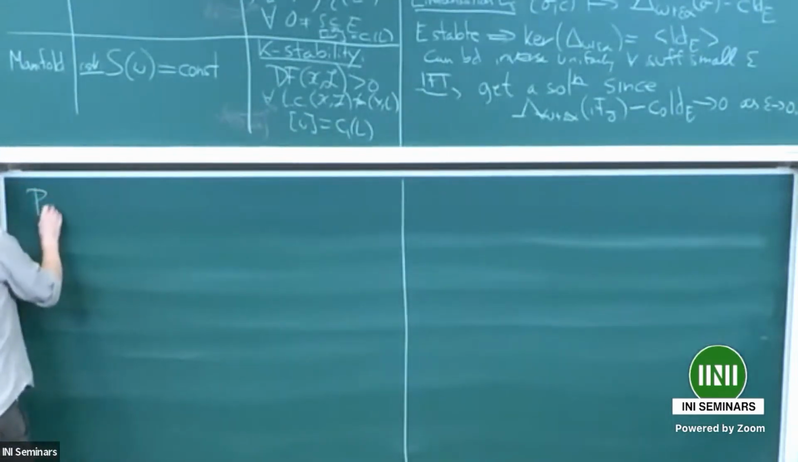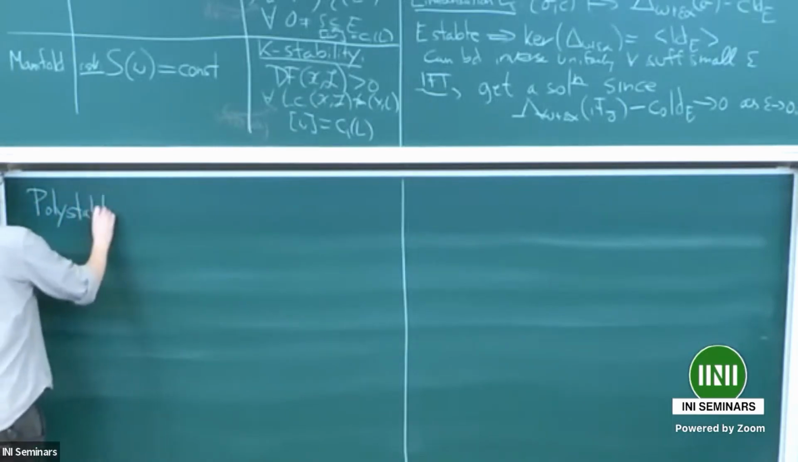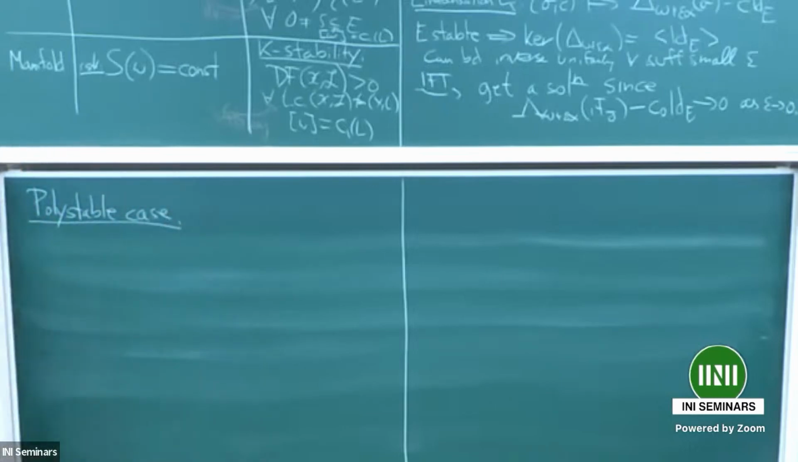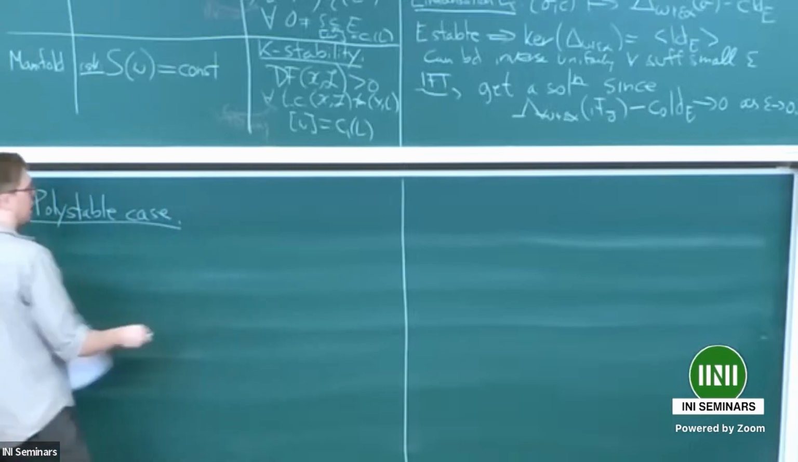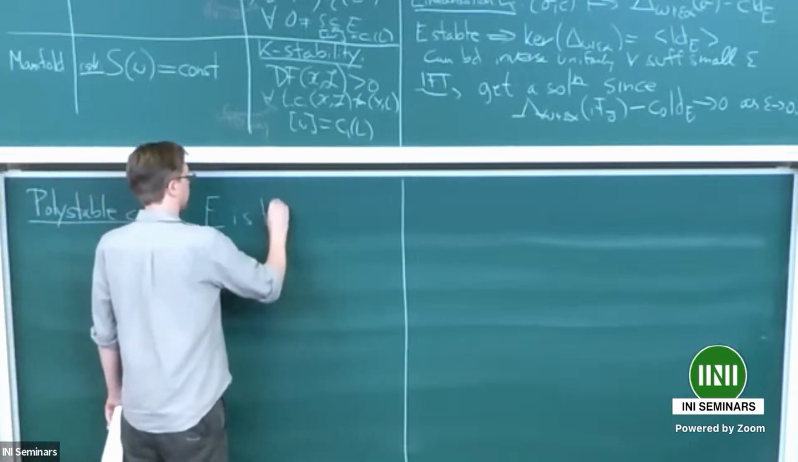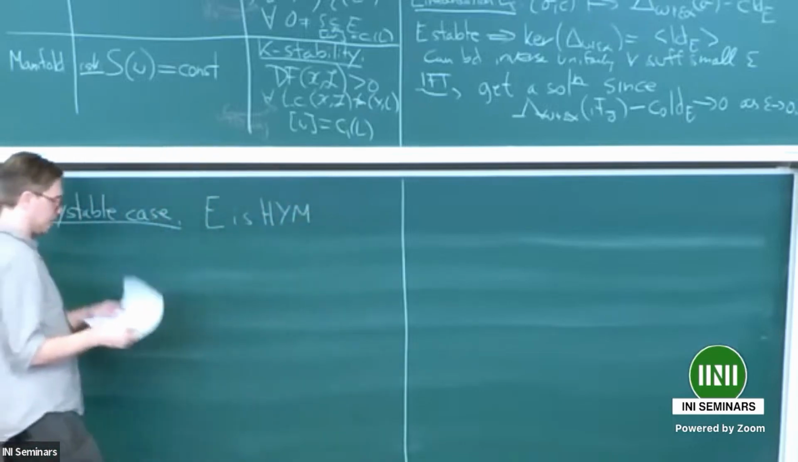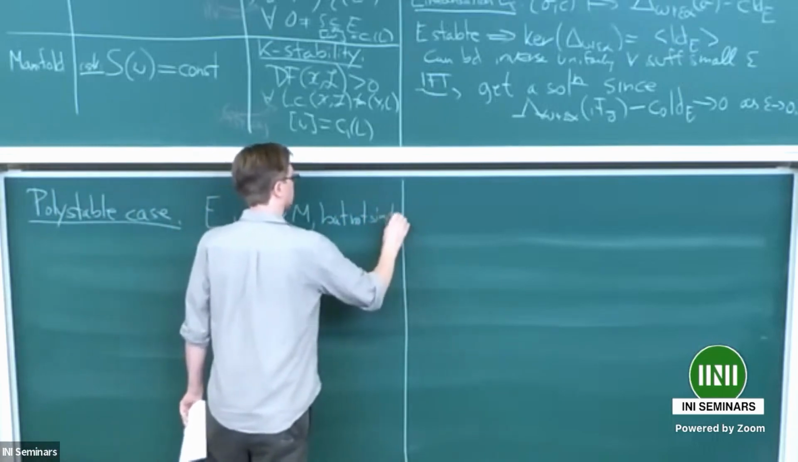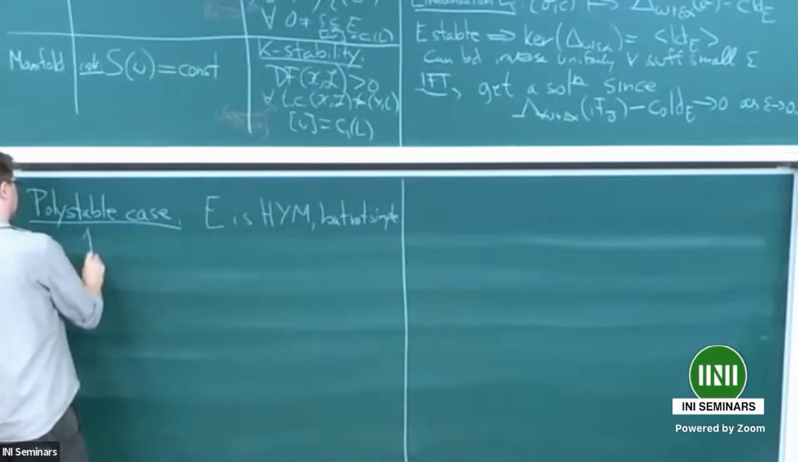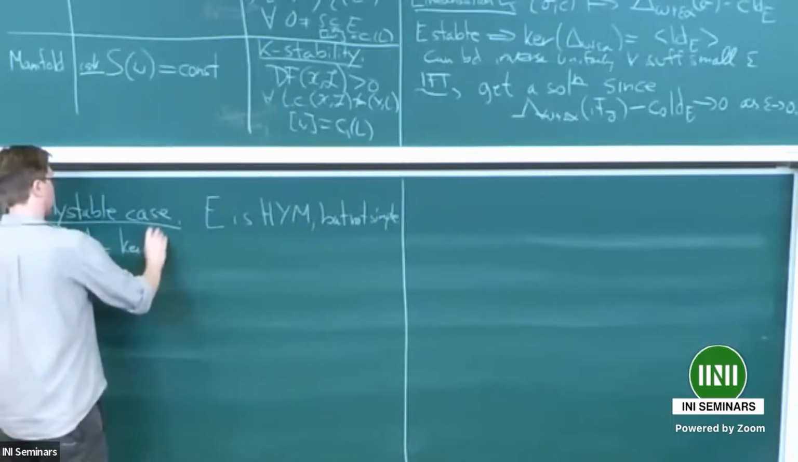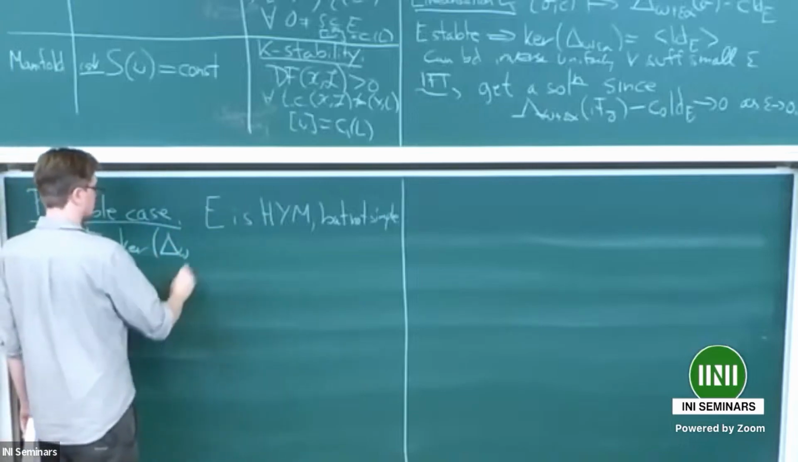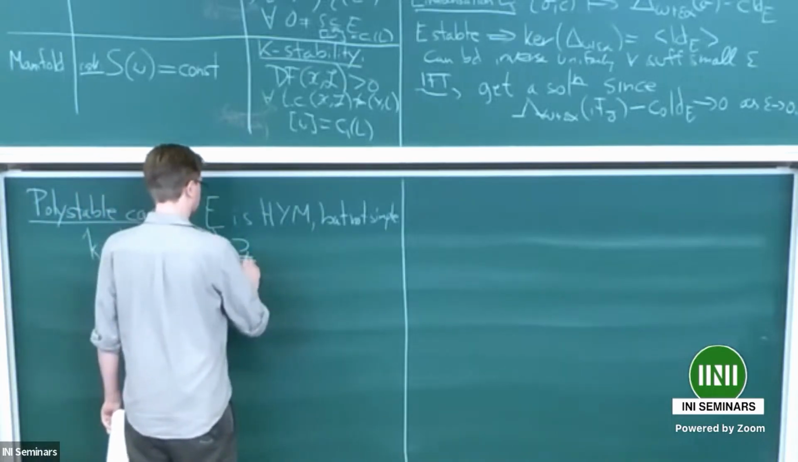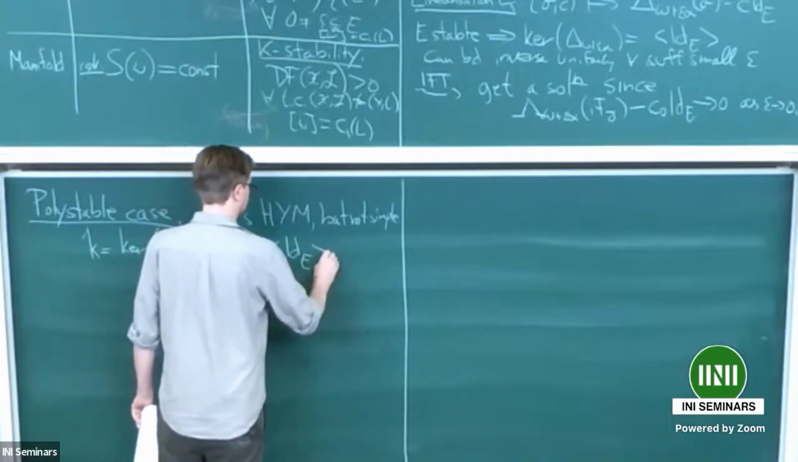So now I want to move on to easing up what I'm assuming. So the next thing I want to discuss is the polystable case. So now E is still Hermitian-Yang-Mills, but not simple. So if we let K be the kernel of the Laplacian with respect to any Kähler class, really, this now always contains the identity, but it's strictly bigger.